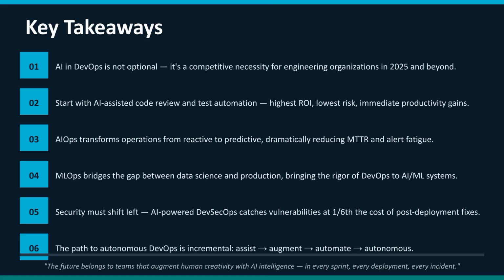In summary, AI in DevOps is a competitive necessity. Start with AI-assisted code review and AIOps for the highest ROI. Remember, the path to autonomous DevOps is incremental, augmenting human creativity with AI intelligence at every stage.